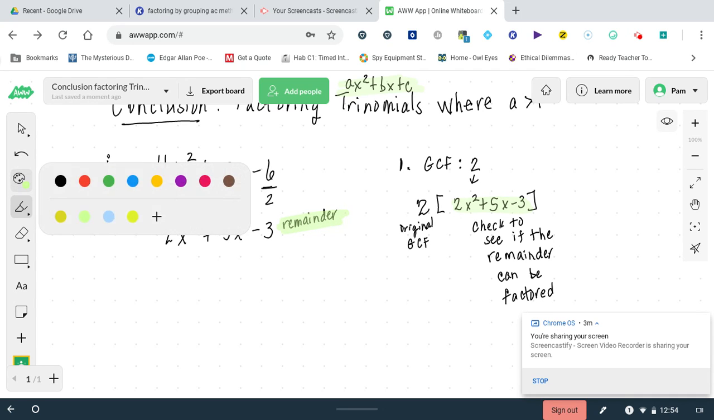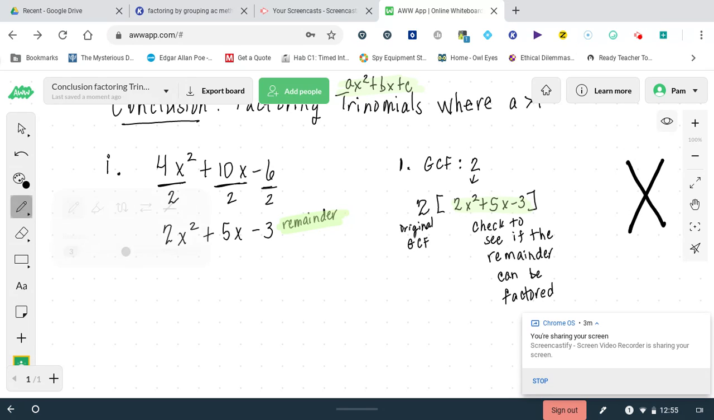All right, so what I'm going to do is look at it. It's in the form ax squared plus bx plus c, which means it can be factored using the x method. That means I can multiply a times c, put b here in the bottom, and try to figure out what the numbers on the sides of the x are, and rewrite the middle term by using those numbers as coefficients for my rewritten middle term. All right, so here A is 2, B is 5, and C is negative 3.